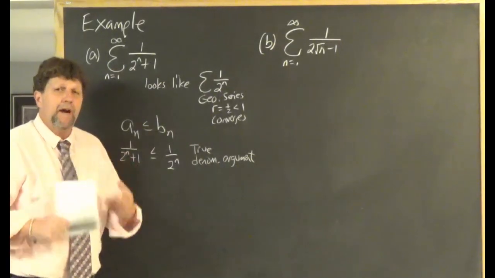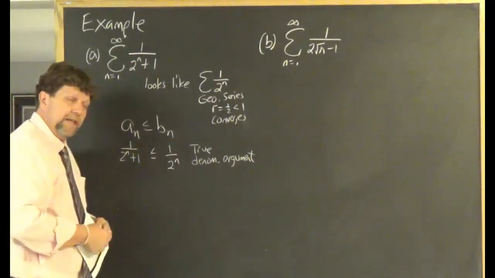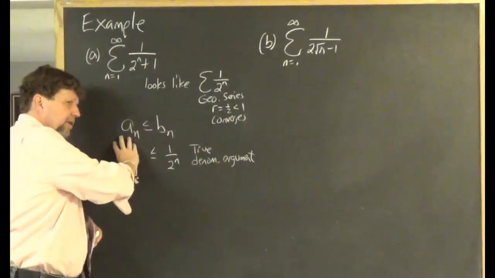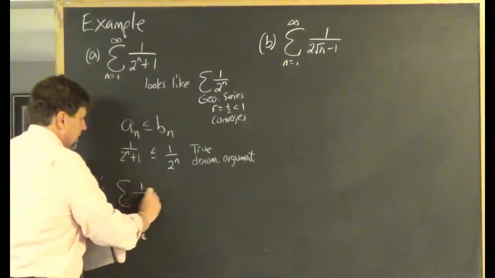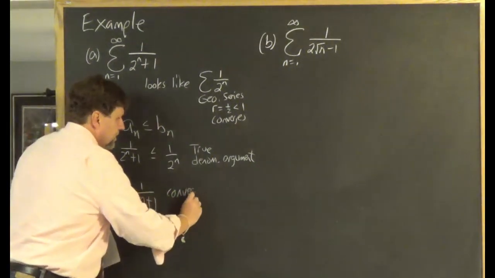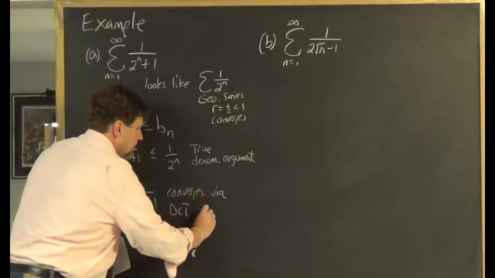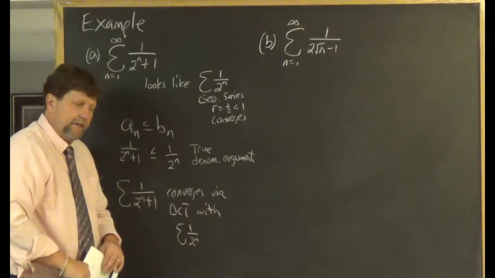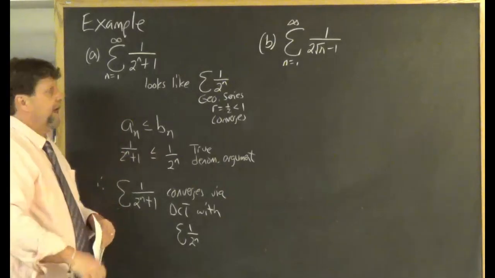So now this is where the power of the direct comparison test comes in. You know the series 1 over 2 to the n converges. That means something that is smaller must also converge. So we conclude that the series 1 over 2 to the n plus 1 converges, thanks to the direct comparison test with the known convergent geometric series 1 over 2 to the n. That's it for part A.